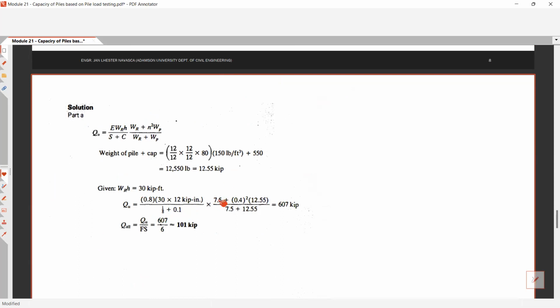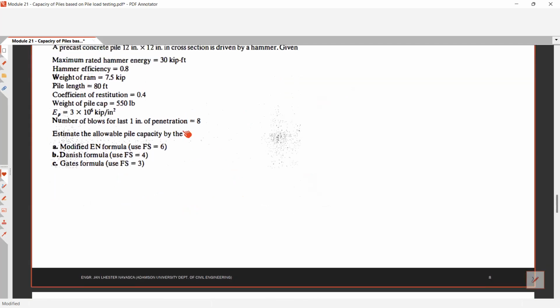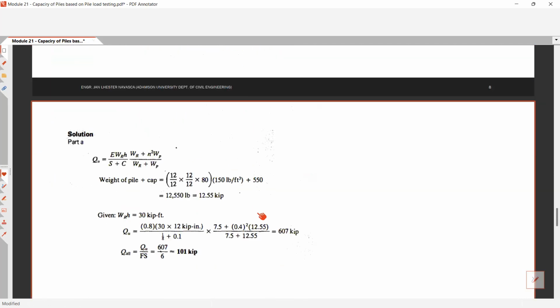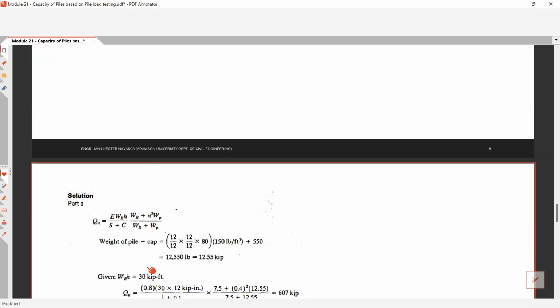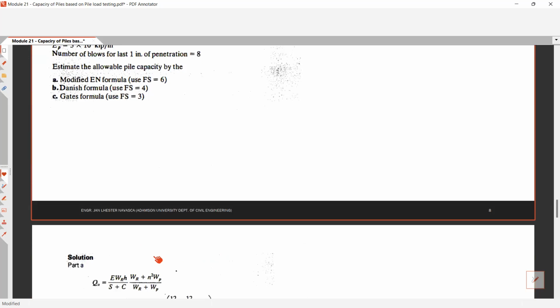Multiplied mo by WR, okay, 7.5. Yung WR mo is the weight of the ram, plus 0.4 squared, 12.55 over 7.5, plus 12.55, that is 607 kips. So using a factor of safety of 6, divided by 6, therefore that is 101 kips. Okay, so that is using the modified EN formula.